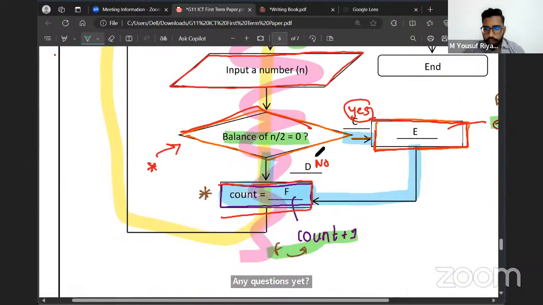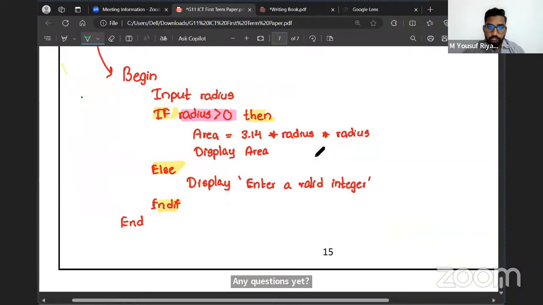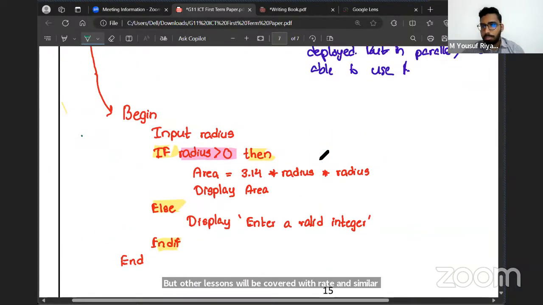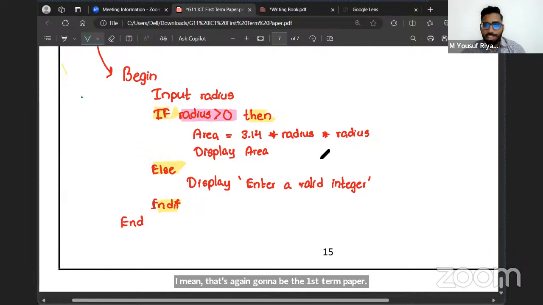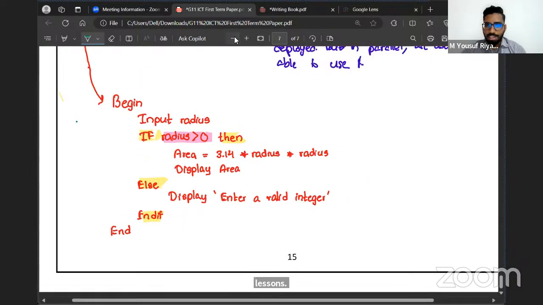What are the lessons we'll be covering in the grade 10 seminar? First three lessons. That's again going to be the first term paper. Normally, the first term paper in grade 10 contains the first three lessons. To be honest, I did not check the paper before starting. I just selected the paper which I'm going to discuss.